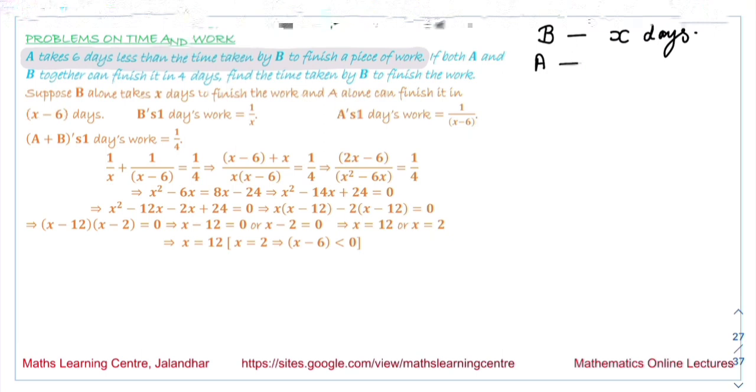So their sum of areas is 260 meter square, and for the difference of their perimeter, the perimeter of this is 4A and the perimeter of this is 4B. Suppose A is greater than B, then we have 4A minus 4B is equal to 24.